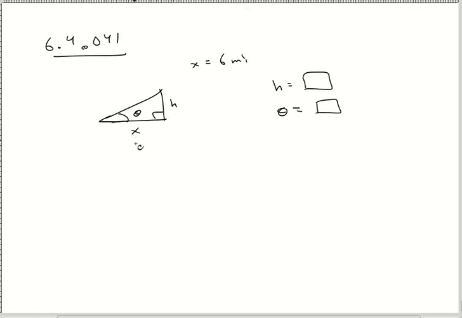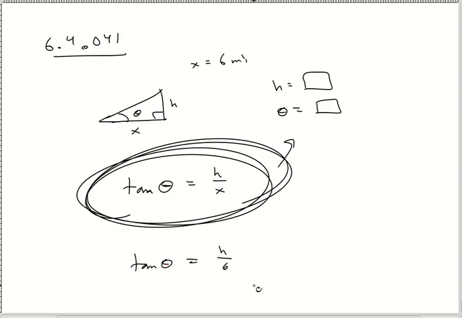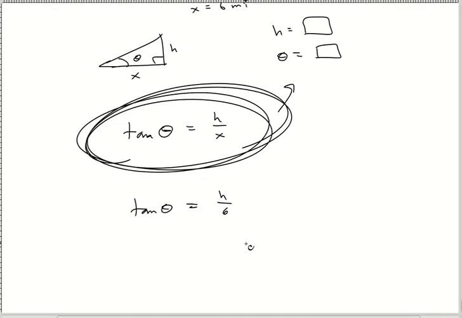What uses the opposite and adjacent? Tangent does. Tangent of theta is equal to h over x. This is your guy that's going to help us get those answers up there. The thing is that I already know what x is. X is 6. So I could just go ahead and put a 6 in there right now. But hold on. What am I actually asking for?